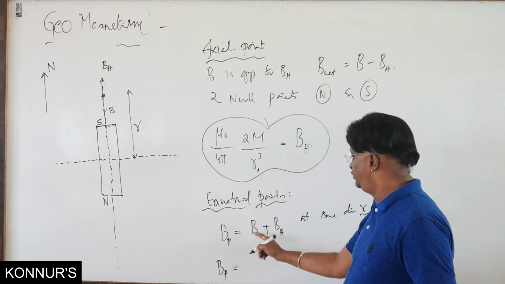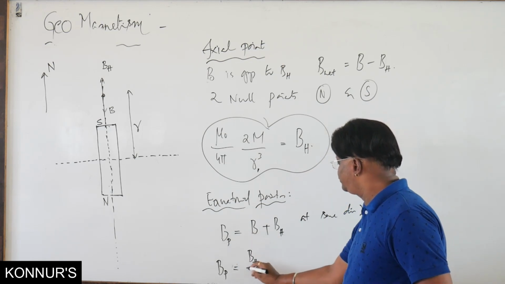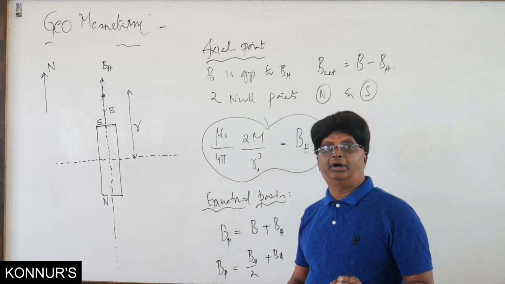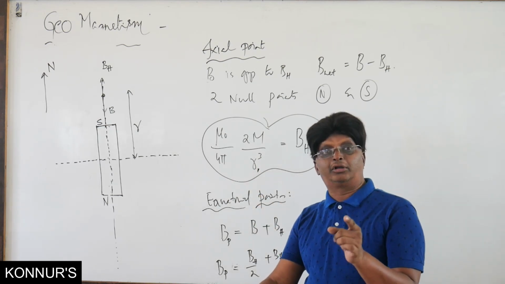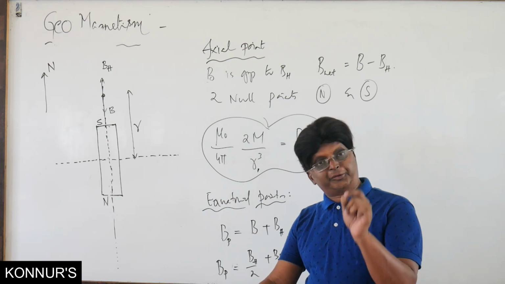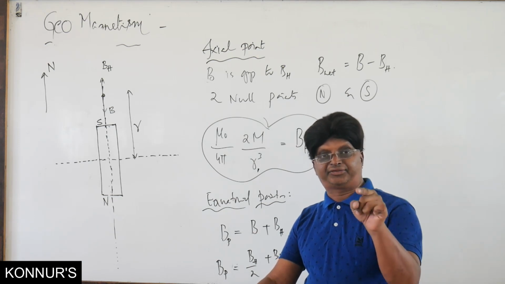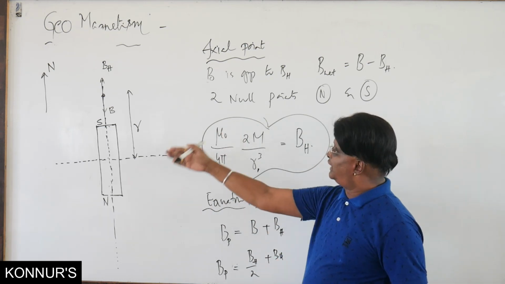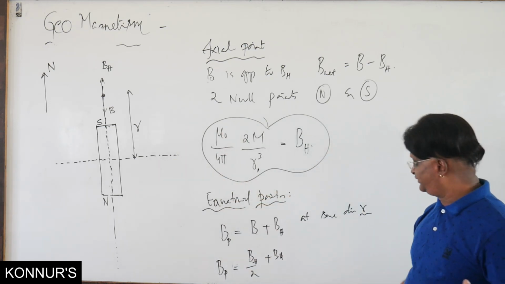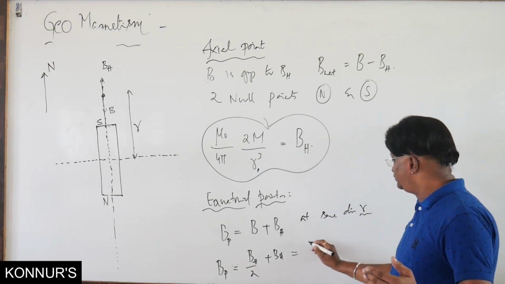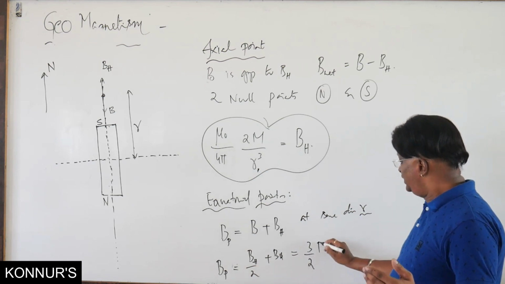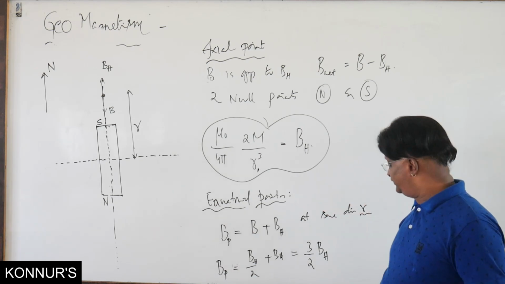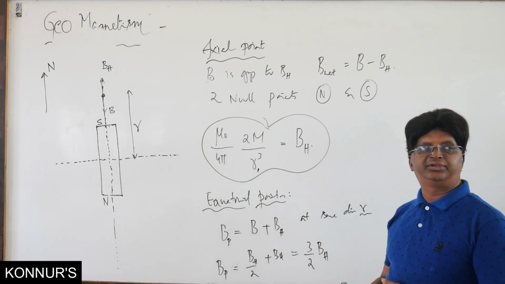the net induction at that point will be BH by 2 plus BH, because at a distance R on the axial line, at the neutral point, what does it mean? At that distance R, axial point B is equal to minus BH. Therefore, for axial to equatorial at the same distance, it is BH by 2. So this is 3 by 2 BH. Earlier, remember what was the answer? It was 3 BH we got. Now in this case it is 3 by 2 BH.